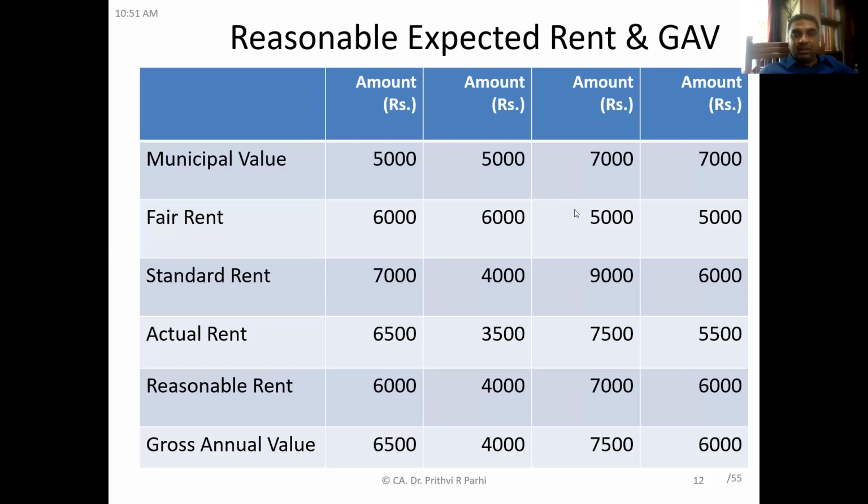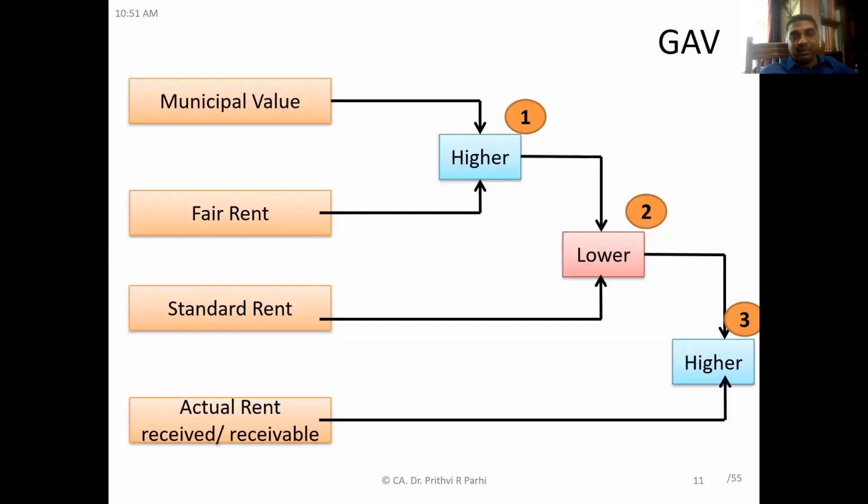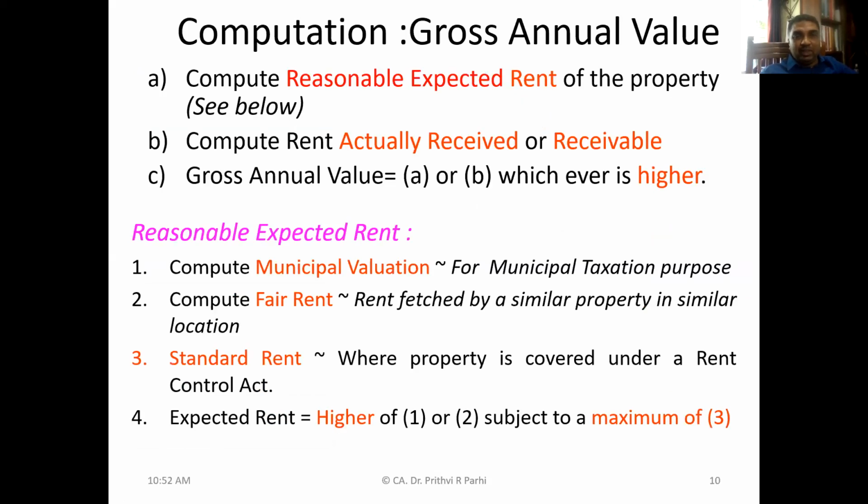Well, friends, you have seen how gross annual value is computed. We take municipal value and fair rent, take the higher figure, then compare it with the standard rent. We take the lower figure, then compare it with the actual rent. First we have to arrive at the reasonable expected rent, and after that we compare it with actual rent, which may be received or receivable.